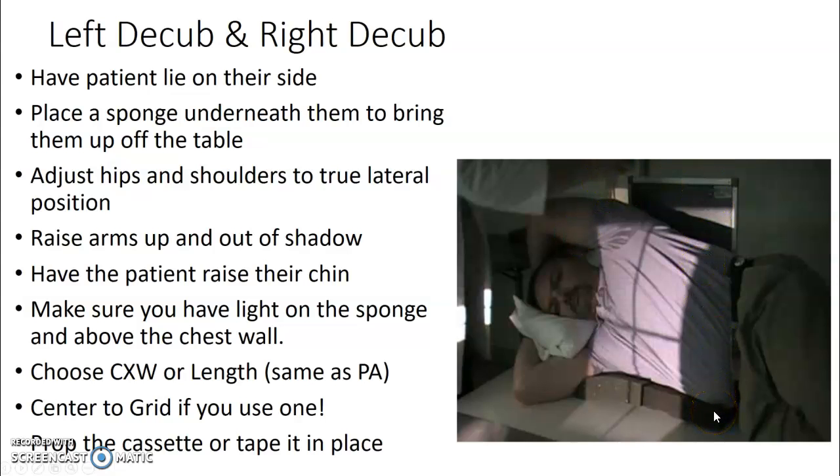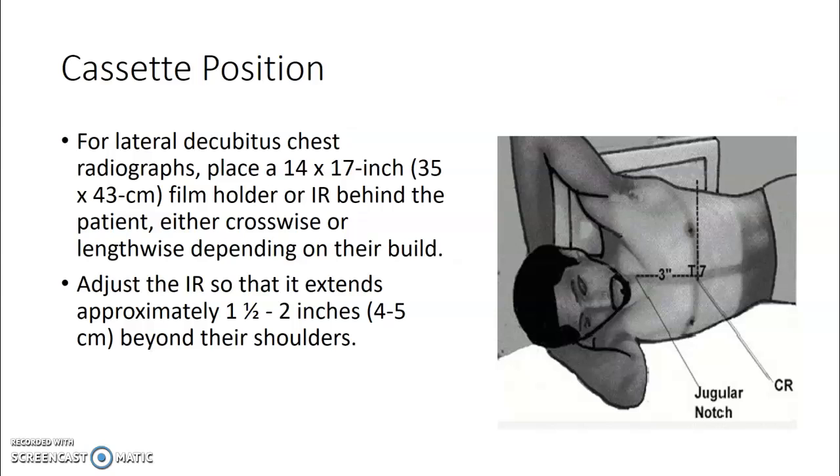You're going to choose either crosswise or lengthwise, exactly the same way as if you would position them for a PA chest against the wall stand. You're going to have to prop the cassette up behind the patient, either with tape or a sandbag to hold in place. The cassette position, ideally you are still centering in the same area, T7, with a triangle of light over the shoulders.